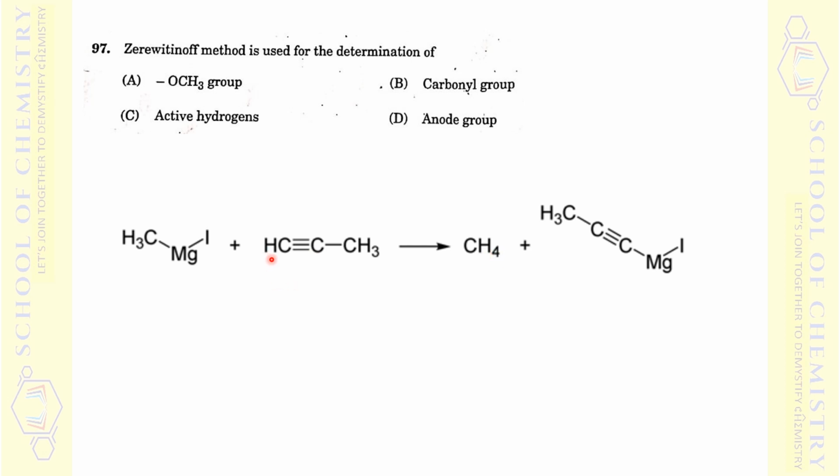So here this particular hydrogen is acidic, CH3 minus will take up this H plus and form CH4, and later the volume of CH4 that is produced will be measured, and based on that, how many acidic hydrogens are present in the given molecule will be worked out. That's how acidic hydrogens, or to be appropriate, active hydrogens, are determined. So in Zerewitinoff method, it is active hydrogens which are determined, and not the OCH3 group or other things.